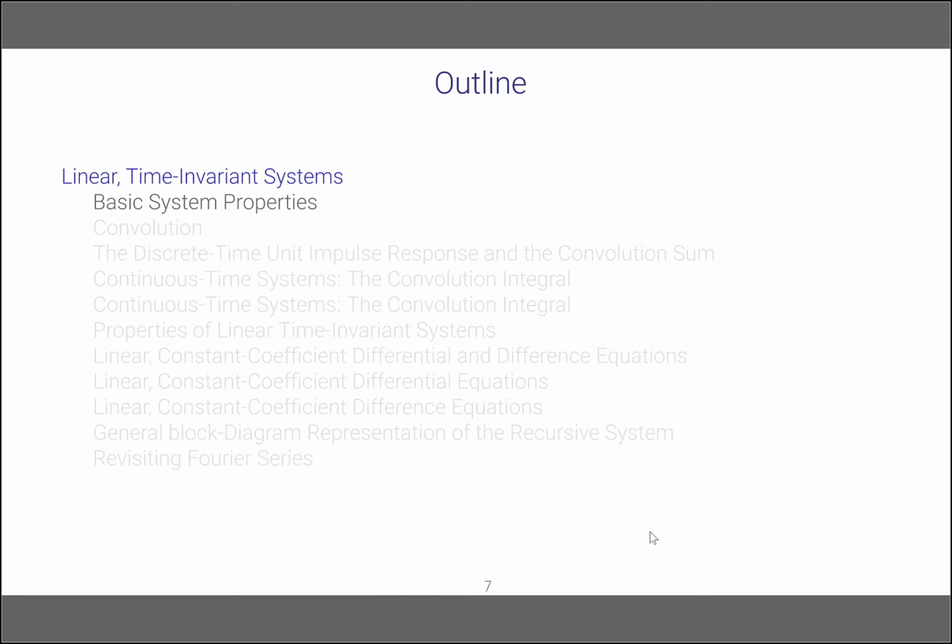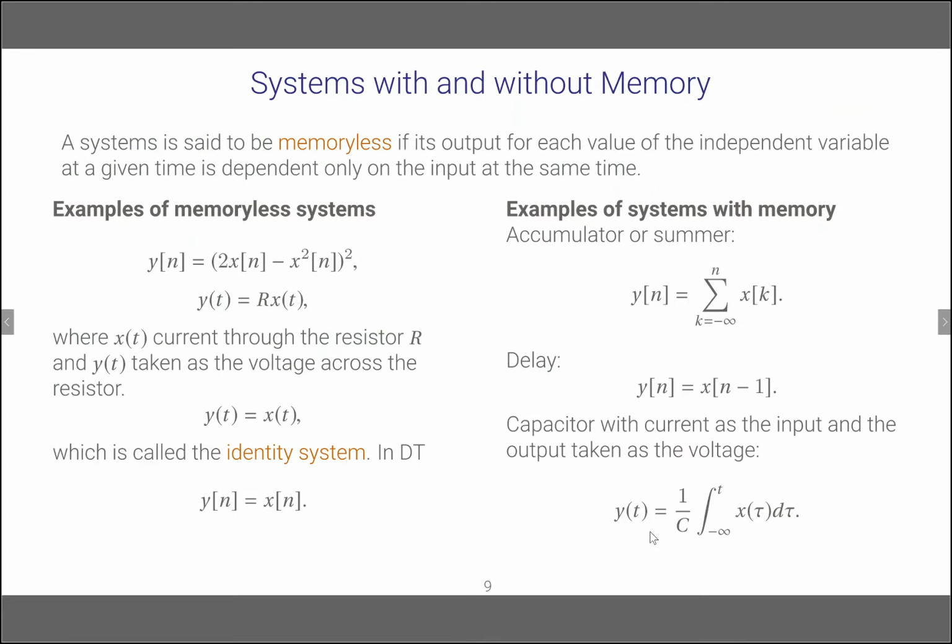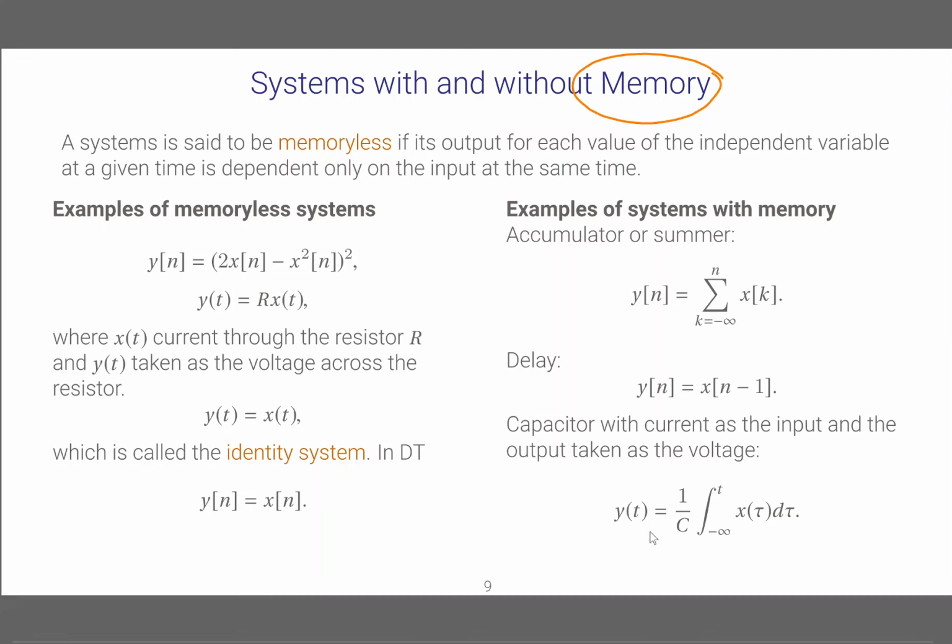Now let's look at the basic properties of these systems. When we understand the properties of these systems, later on we will relate those properties to the impulse response of the system, which we study when we do convolution. Okay, the first property is the memory of a system. A system is said to be memoryless if its output for each value of the independent variable at a given time depends only on the input at that same time.